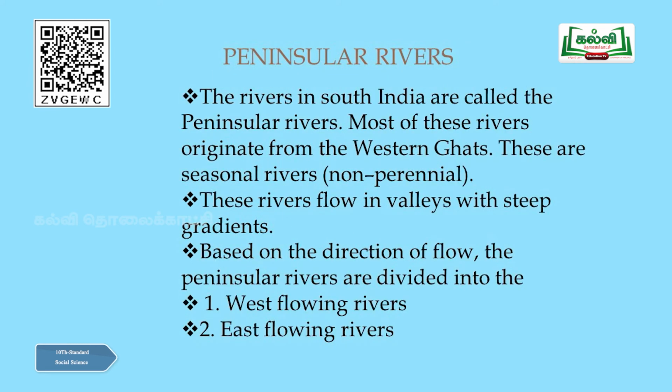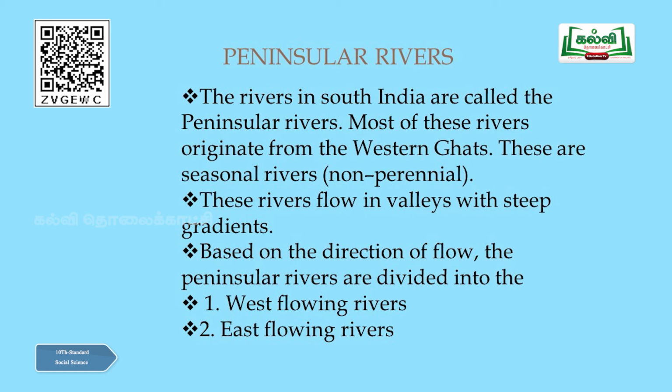Next we are going to see the peninsular rivers. The rivers which lie in South India are called the peninsular rivers. Otherwise it is also known as South Indian rivers, and most of these rivers originate from the Western Ghats. These are seasonal rivers. Seasonal rivers in the sense non-perennial rivers. In these rivers you can see water only during the rainy season, and these rivers flow in valleys with steep gradients.